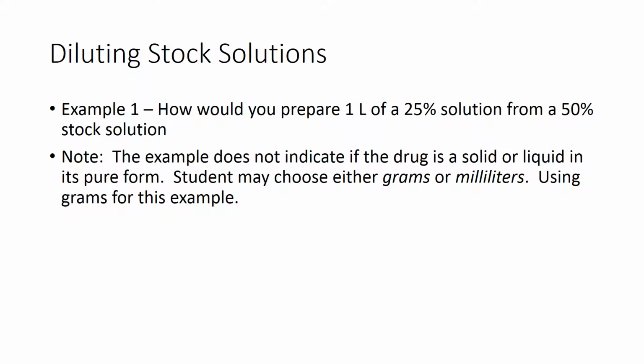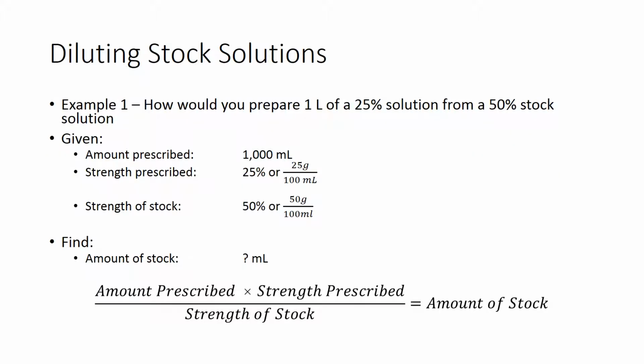So in our first example: how would you prepare 1 liter of a 25% solution from a 50% stock solution? Now in this example we don't indicate whether the drug is solid or liquid in its pure form, and it really doesn't matter in this particular case because we're just going from 50% to 25%. The original form of the drug kind of cancels out. So you could use either grams or milliliters, whichever works better, but in this particular example we're going to use grams.